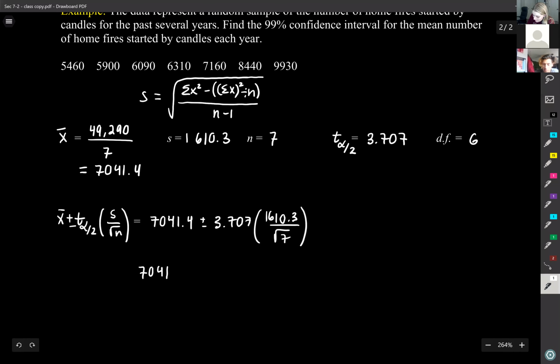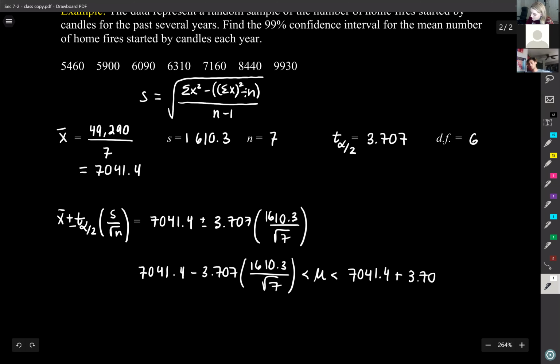And this just ends up being 7,041.4 minus 3.707 times 1,610.3 over the square root of 7 is less than mu, which is less than 7,041.4 plus 3.707 times 1,610.3 over the square root of 7. We get 4785.2. And this time I just put 1 decimal place. But like I said, on a quiz, I'll tell you what I want. Or on a test, I'll tell you.